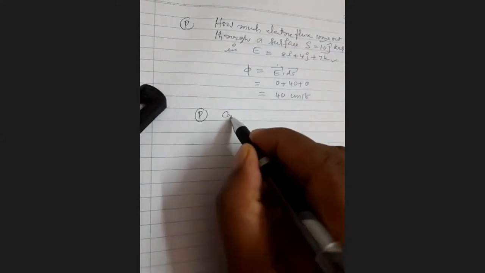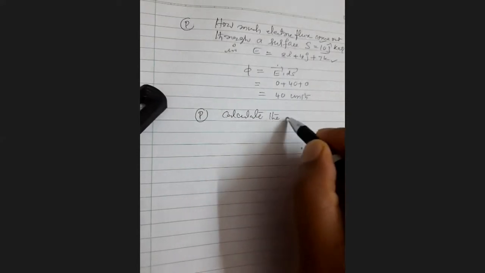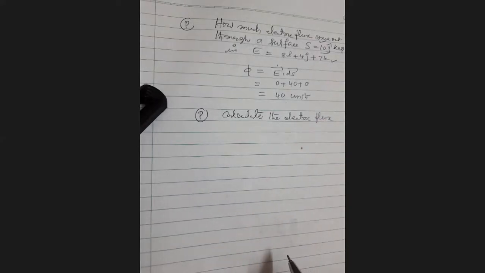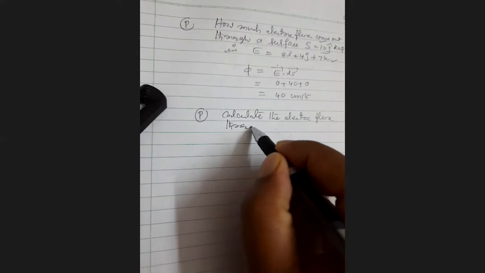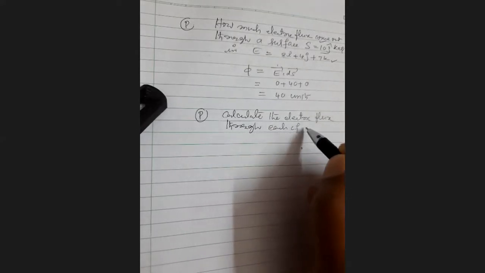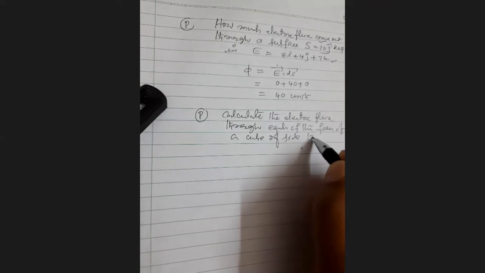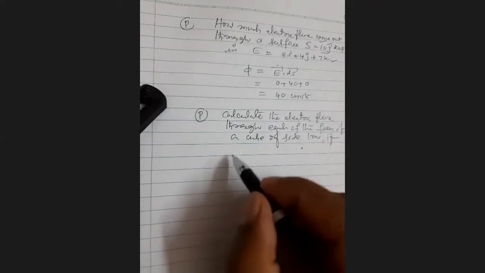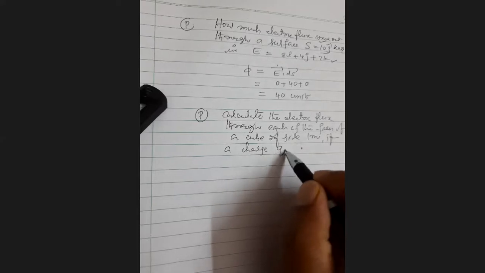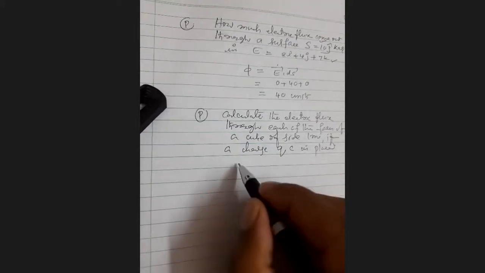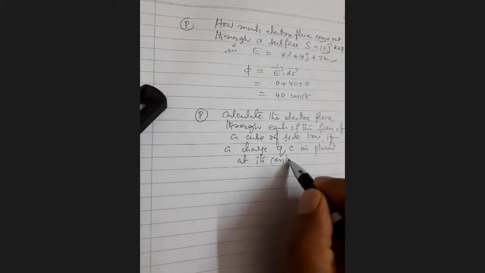You look at the next problem. Calculate the electric flux through each of the faces of a cube of side 1 meter, if a small charge q coulombs is placed at its center. This is the question.